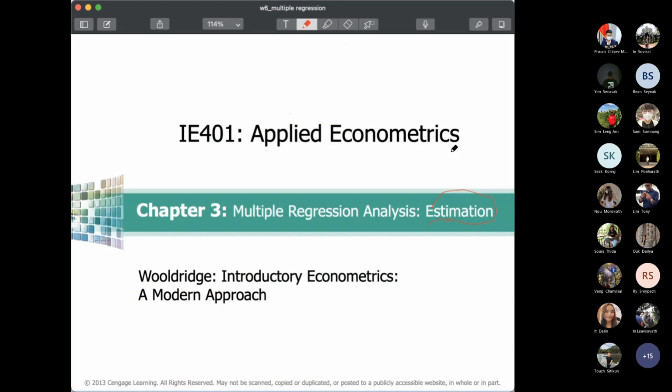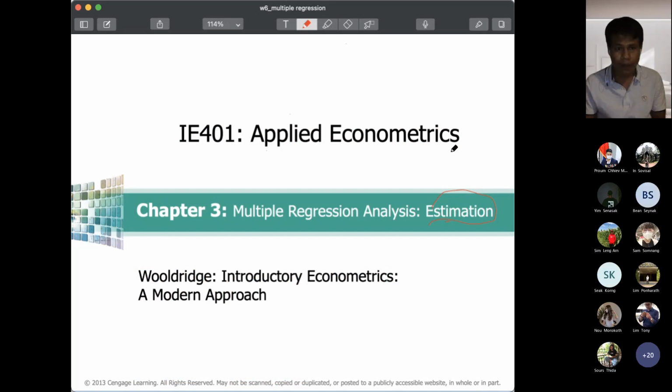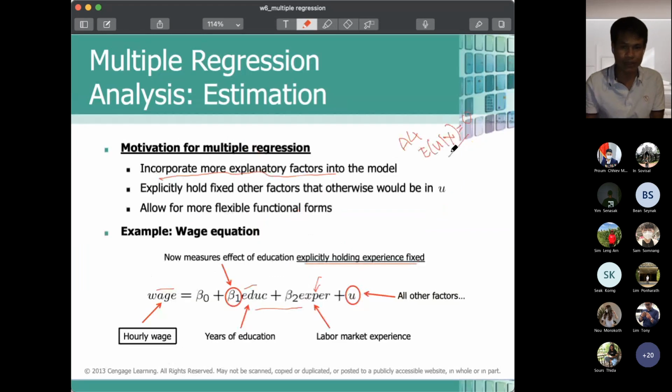Again, the main motivation for using multiple regression analysis is to relax the zero conditional mean assumption by incorporating more independent variables, right? Multiple linear regression also allows researchers to use more flexible functional forms. For instance, a quadratic functional form, a square, power 2.